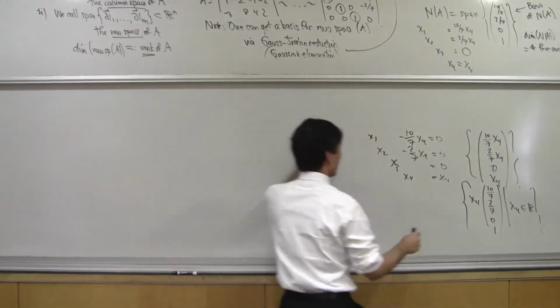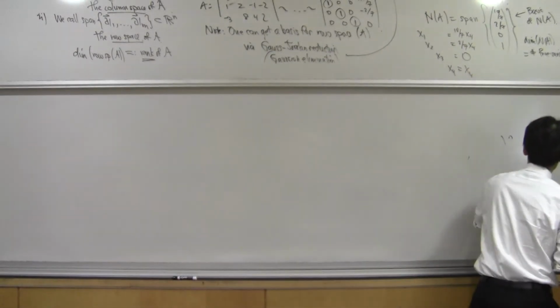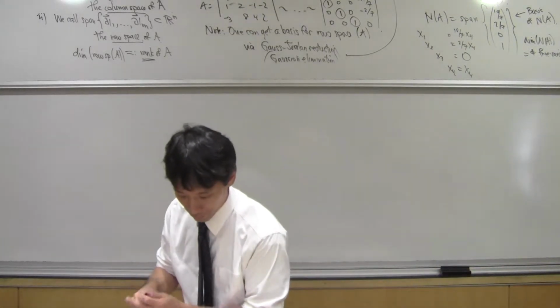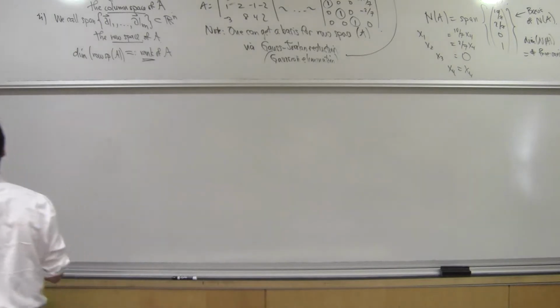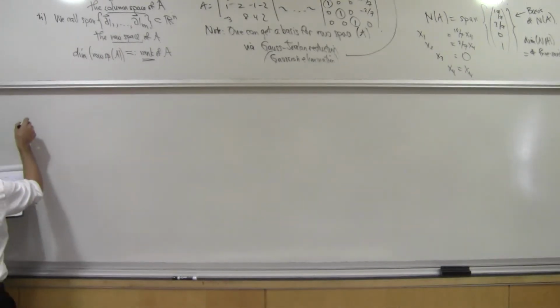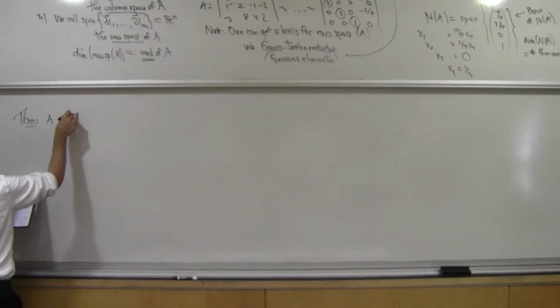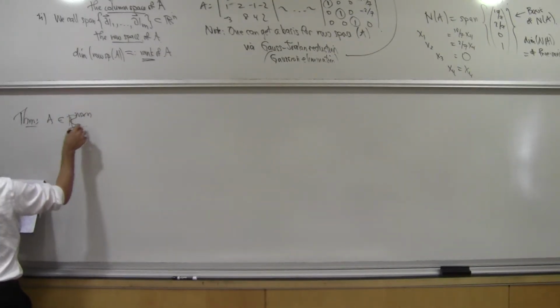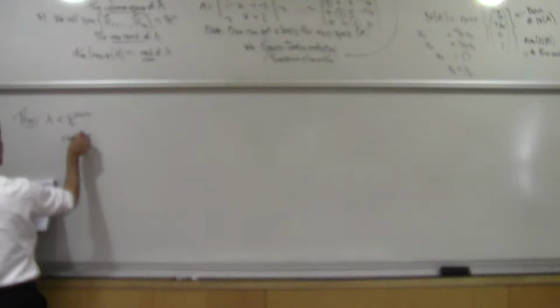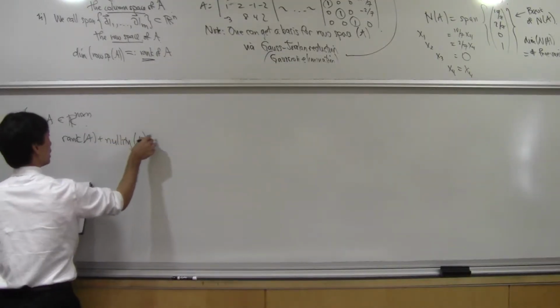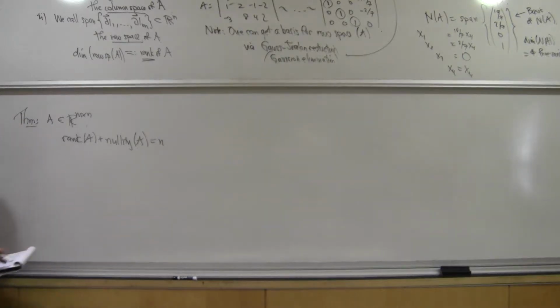So that is what is called the Rank Theorem. Given any matrix, the rank of A plus the nullity equals the number of columns.